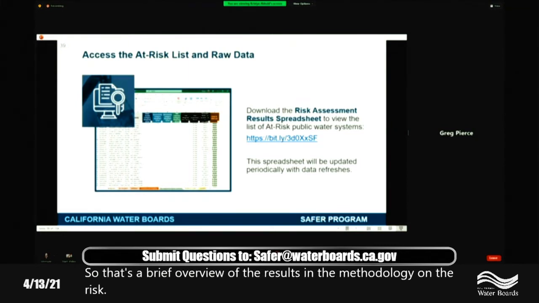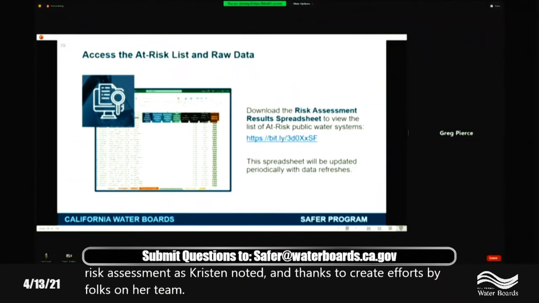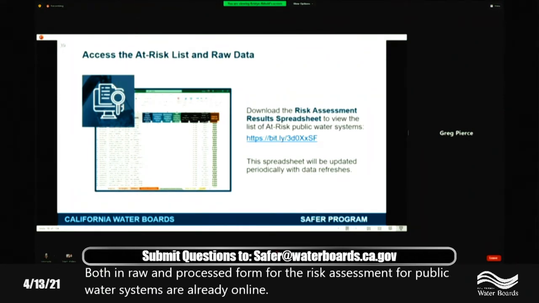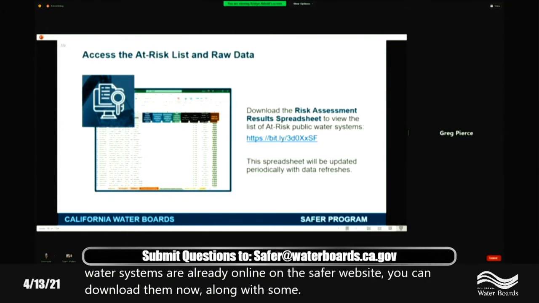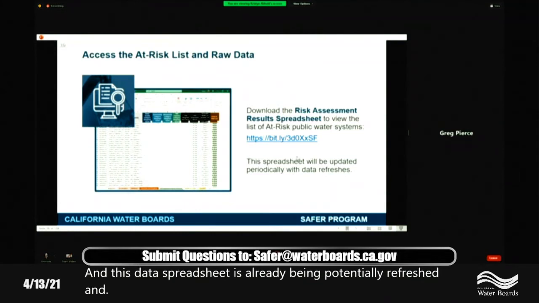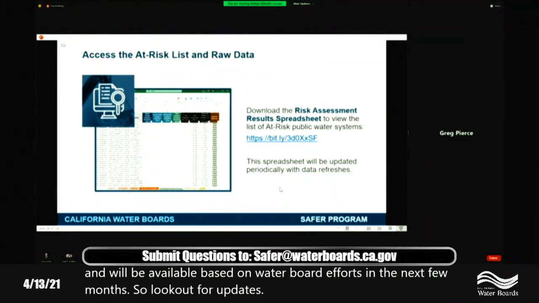As Kristen noted, and thanks to great efforts by folks on her team and also Kelly Trumbull at the Luskin Center, the data, both in raw and processed form, for the risk assessment for public water systems are already online on the SAFER website. You can download them now, along with some explanation about how to use the data. And the spreadsheet is already being potentially refreshed and will be available based on water board efforts in the next few months. So look out for updates as they become available. Next slide.